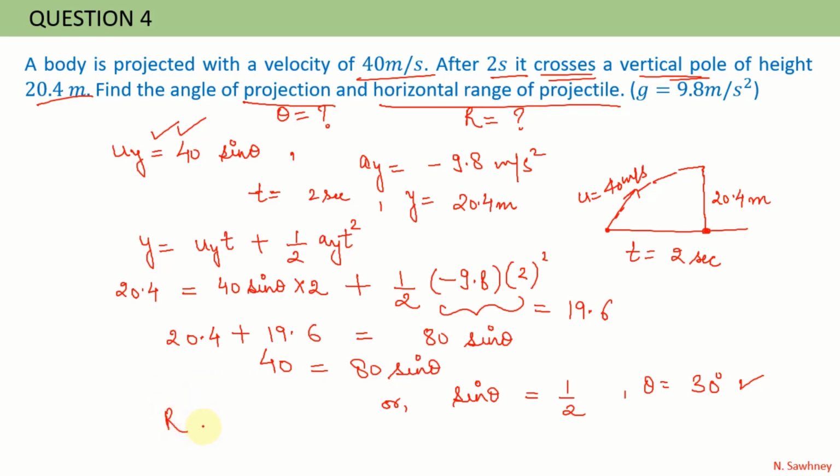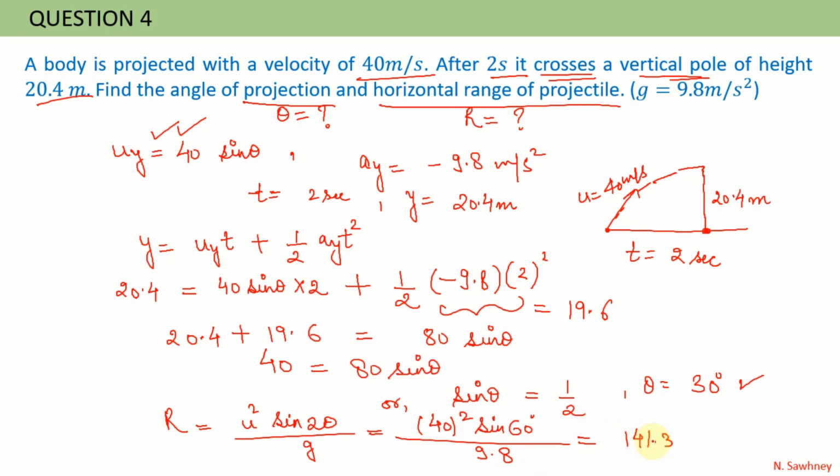So we have calculated the angle of projection as 30 degrees. Now let us find the range. Range formula is u square sine 2 theta by g. Putting down all the terms, u is 40, so 40 square, sine 2 theta will be sine 60, divided by 9.8. After solving we will get 141.38 meters. So we have obtained the horizontal range of the projectile.